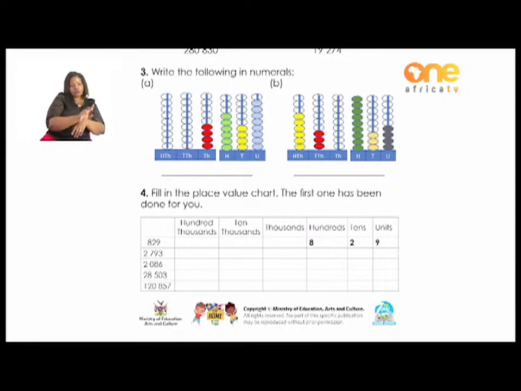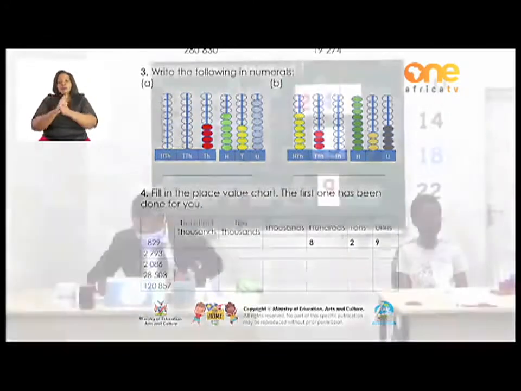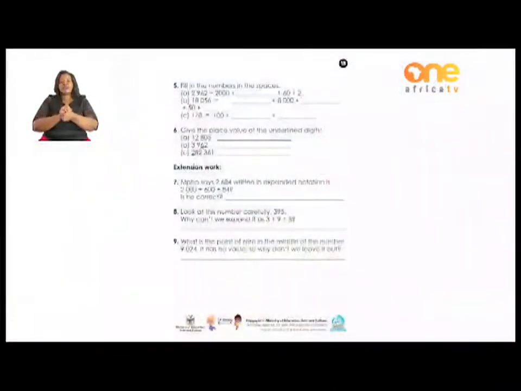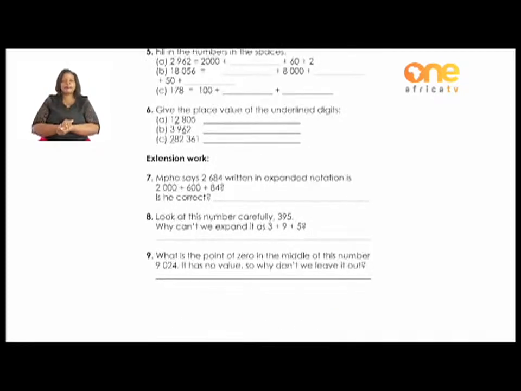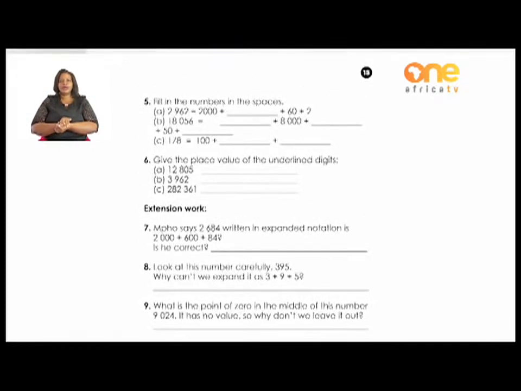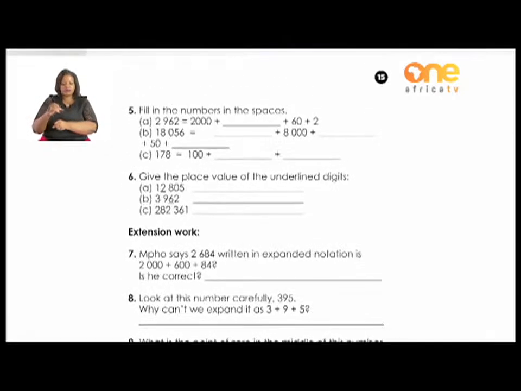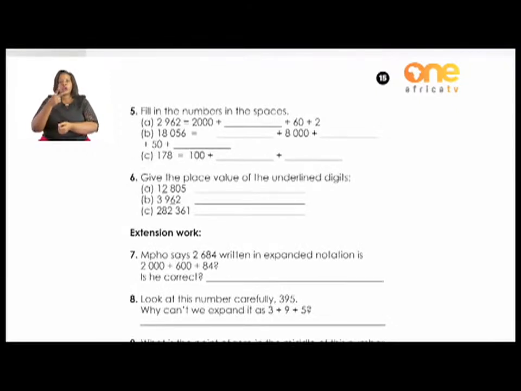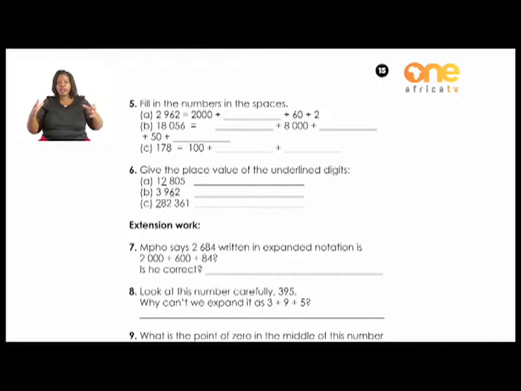Number 5, fill in the numbers in the spaces. So this is now expanded notation. What we are testing here is expanded notation. There are spaces I left for you to fill in. If you have to expand 2962, you have to start with 2000 plus, I don't know what that is, you have to put it yourself, and then plus 2. So you can also do that. I think it's very easy to do.